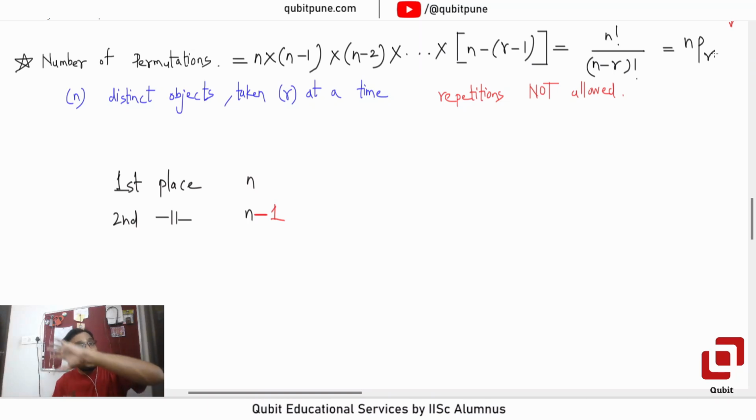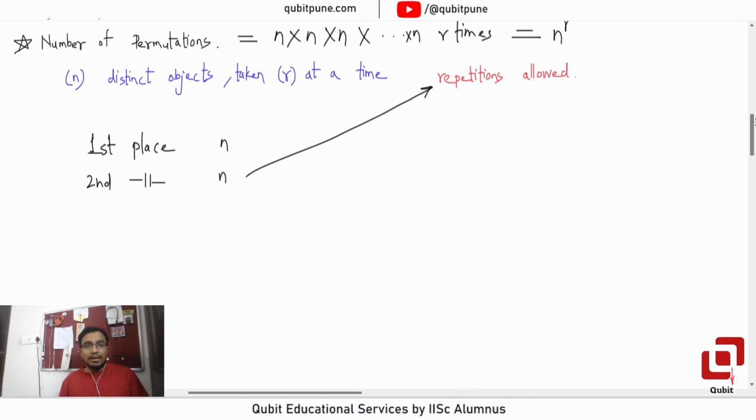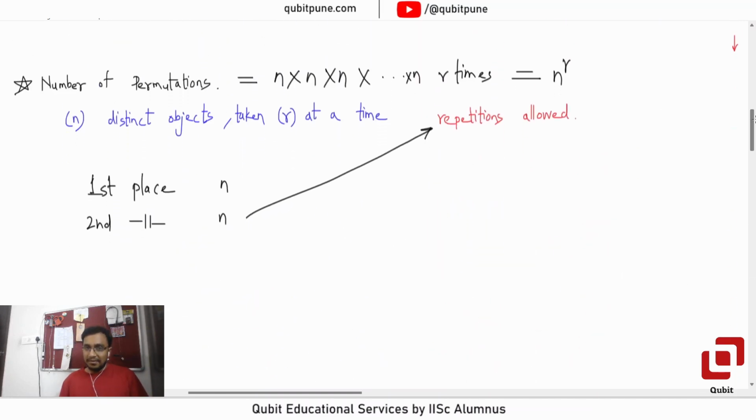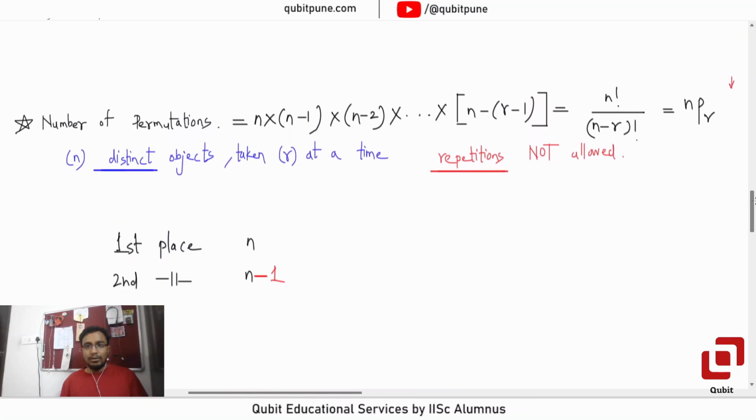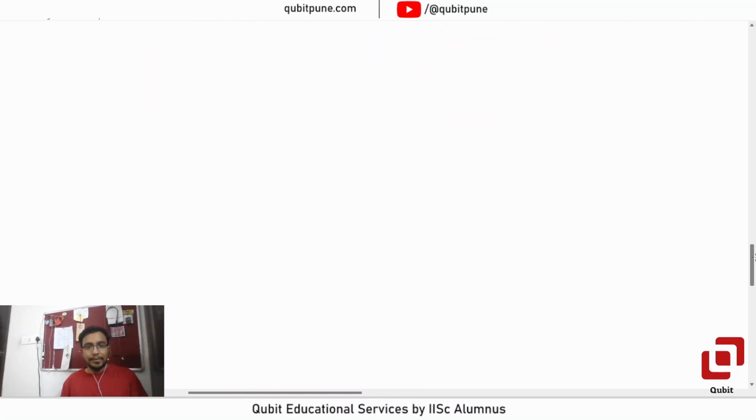So nPr is not the only permutation that is possible. nPr applies when we have distinct objects and when we prohibit the repetitions. If we prohibit the repetitions, then nPr works. If we do not prohibit the repetitions but still consider distinct objects, then it is n raised to r. Two formulae, both are permutation formulae, and there are a few more coming up.